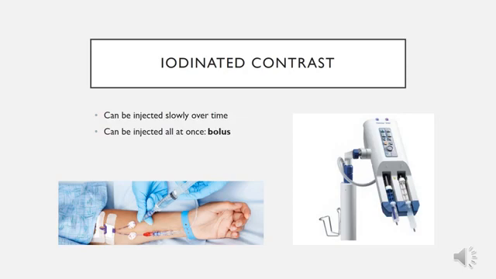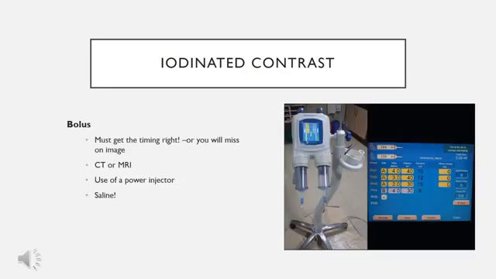The contrast can also be injected all at once as a bolus. With a bolus, with that large amount of contrast being injected all at once, we always are going to use a power injector. A bolus can't be administered by hand with a syringe into an IV. We're going to use a power injector.